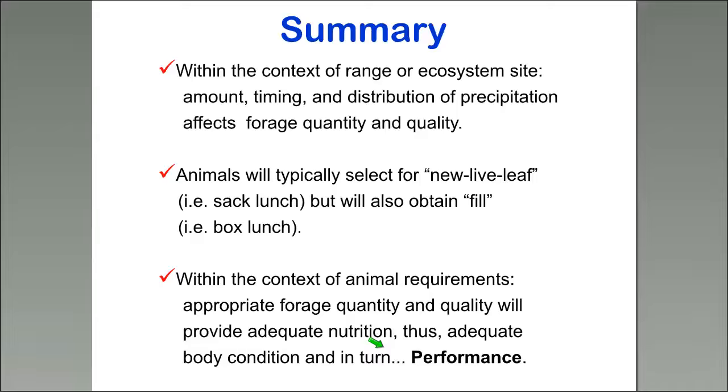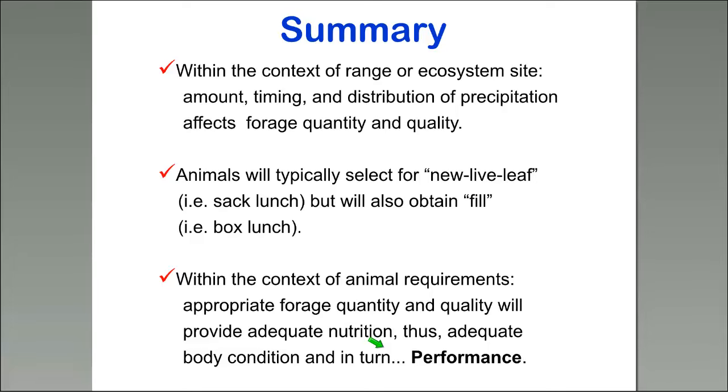Rain makes geniuses out of all of us. Animals are typically going to select that new live leaf, that sack lunch, as opposed to the box lunch, but they're also going to need to have fill. And so the climate, the weather is going to dictate how much of those higher and lower quality plants that are out there, the quantity of them.